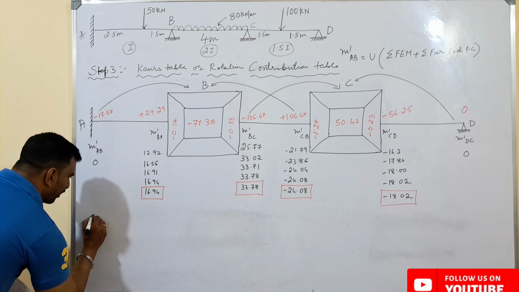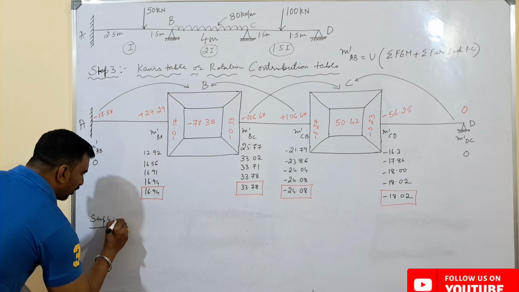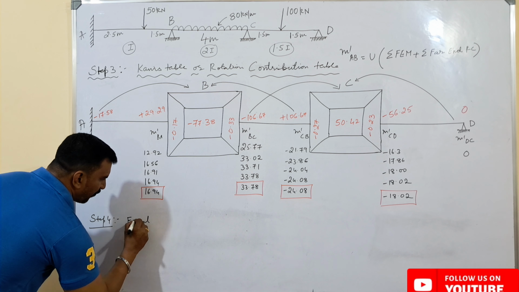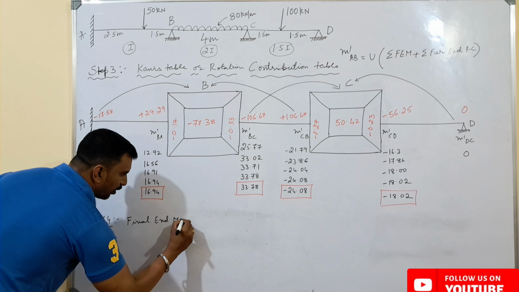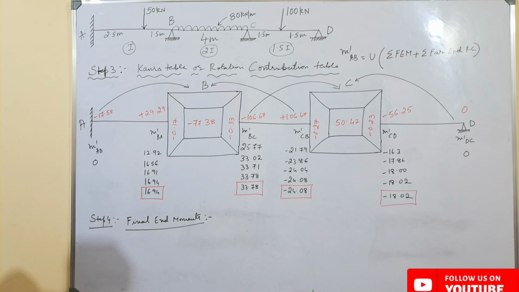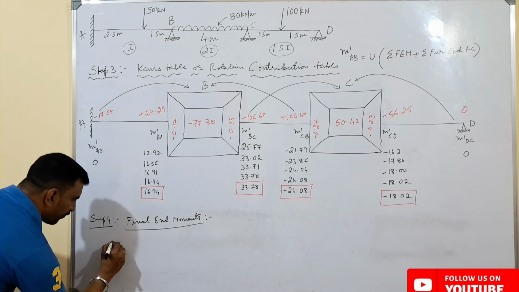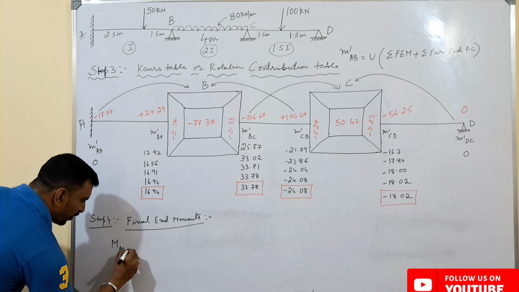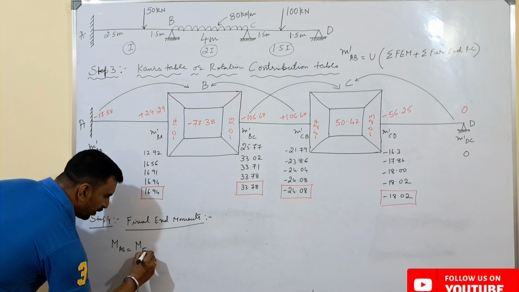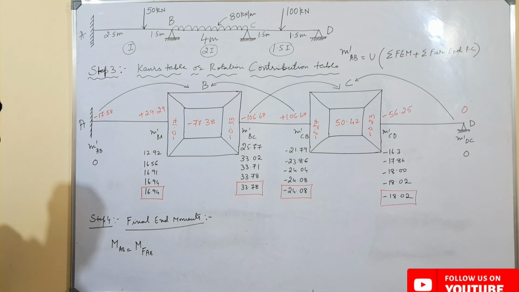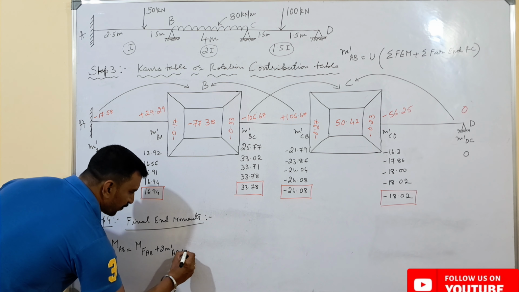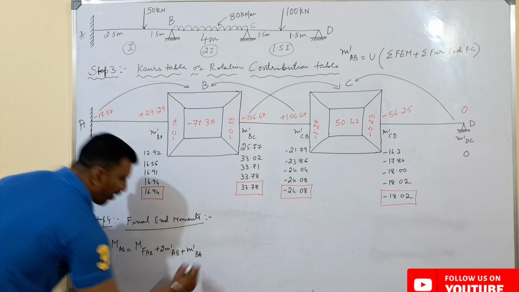So our last step, it is step 4. Our last step will be to find out the final end moments. To find out the final end moments, we have the formula: fixed end moment about that particular point, plus 2 times the rotation contribution about the near end, plus 1 time the rotation contribution about the far end.